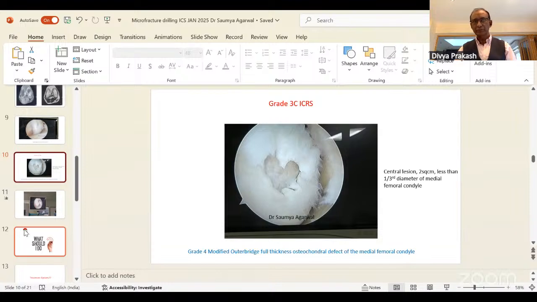The patient is only 26 years old, with fairly good alignment. He should have very good results. Success rate is more than 90%. I would go for an AMIC.